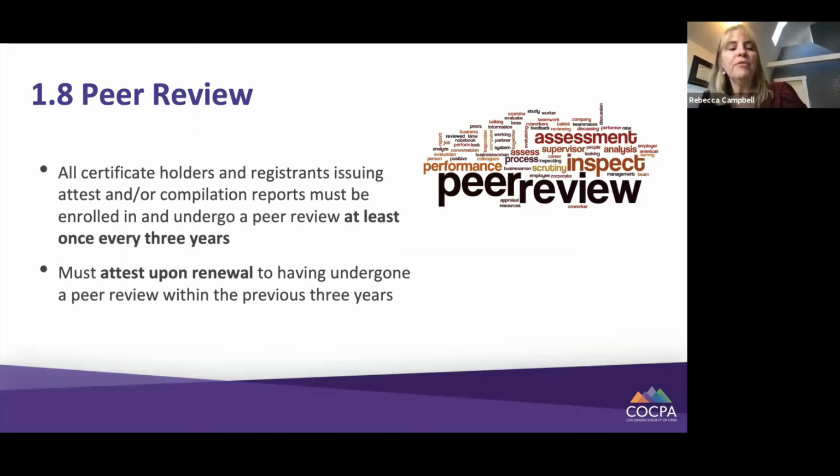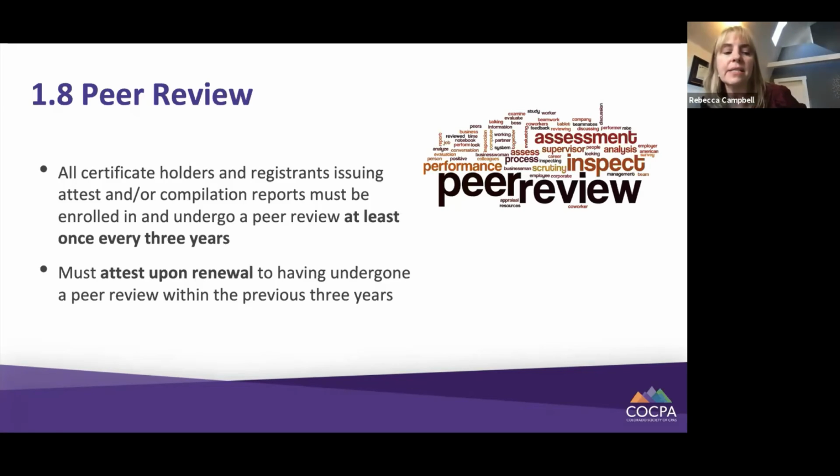All right, we're going to move into peer review. All certificate holders and registrants issuing attest or compilation reports must be enrolled in and undergo a peer review at least once every 3 years. We talked about how you're going to attest upon renewal that you have undergone a peer review.